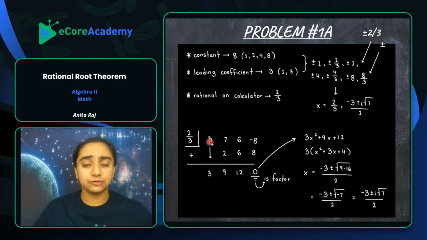We'll take this rational root and do synthetic division so we can simplify to a quadratic and find the irrational root.